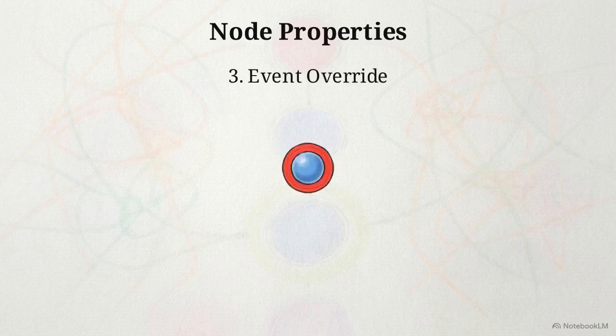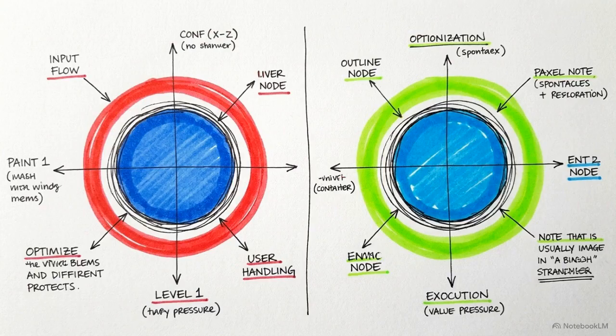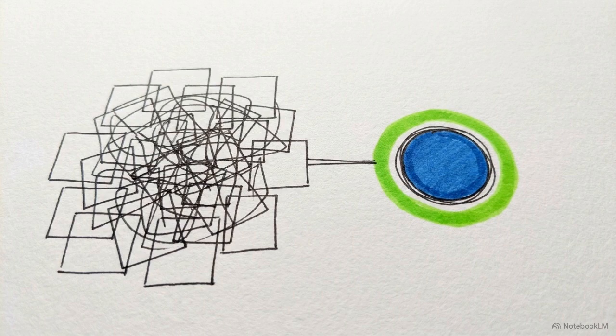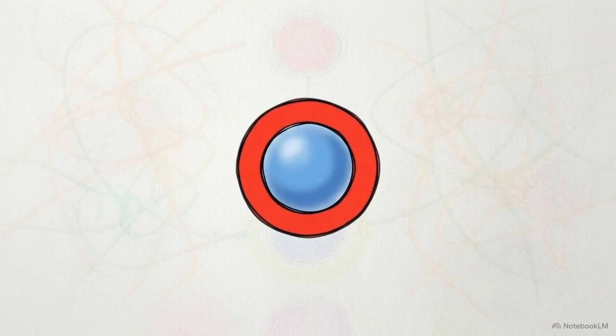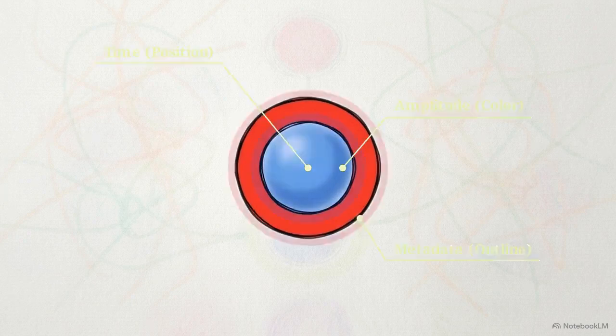Third, the outline is an event override. A red ring flags an anomaly or a threshold breach, while a neon green ring confirms an optimization point. This design embeds annotation directly into the signal, removing the need for external labels. A single chromatic node carries 3 dimensions of data, time, amplitude, and metadata, simultaneously.